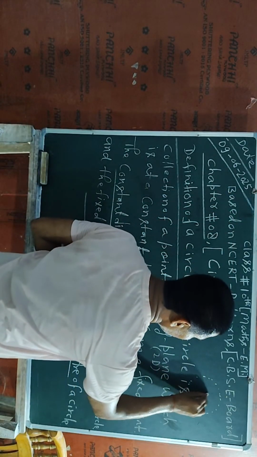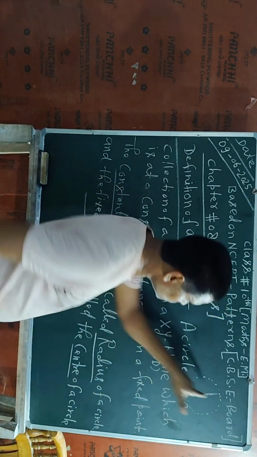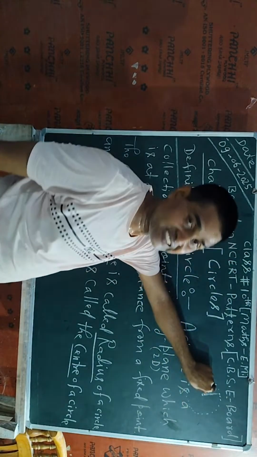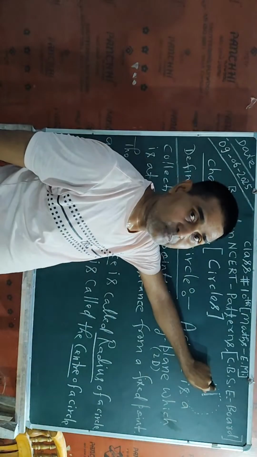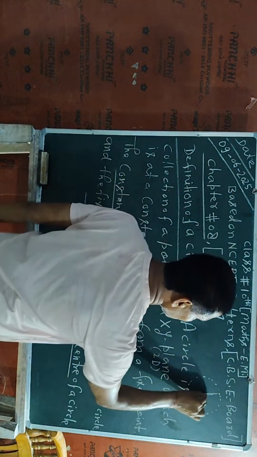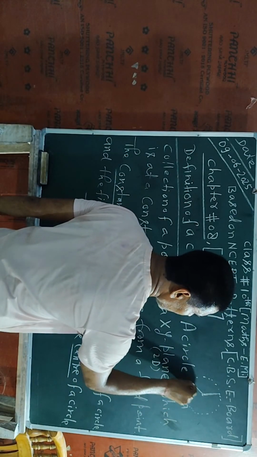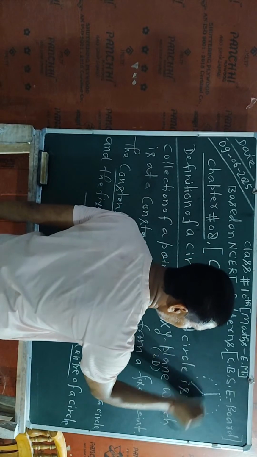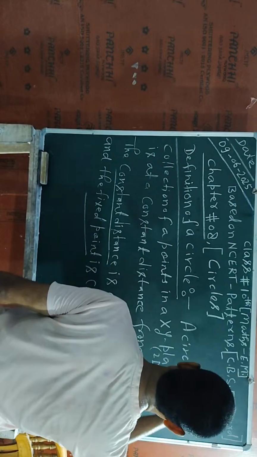From a fixed point, I am considering a fixed distance. So this is a distance, and this distance is also constant. Constant means there is no change in the length. Means that length is fixed. Now this length I am considering, suppose 5 centimeter, so this length will also be 5 centimeter, and this length also 5 centimeter.